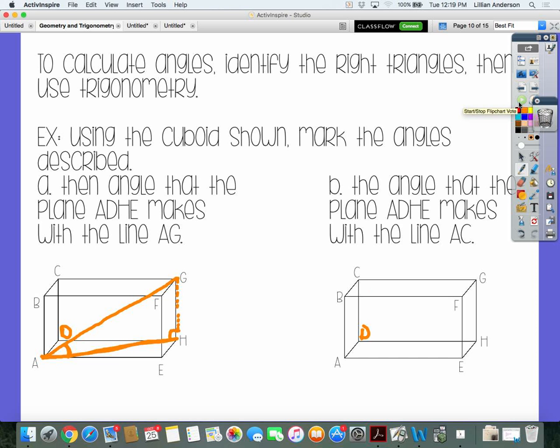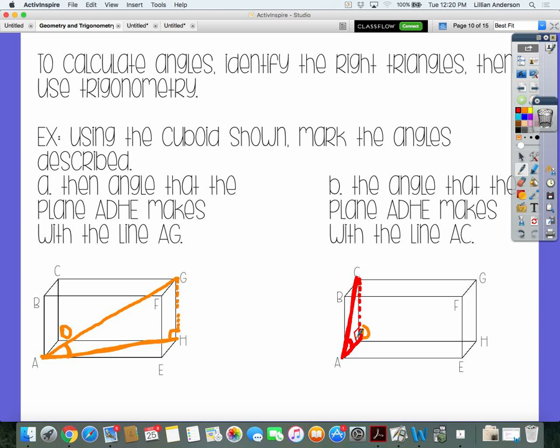All right, let's go over these. We have line AC intersecting plane ADHE. You have to form an angle here that this plane makes with that line. The segment that creates the angle is AD. Because remember, you're trying to form a right triangle, and the only way that you're going to get a 90-degree angle is if you have that perpendicular from C to D.